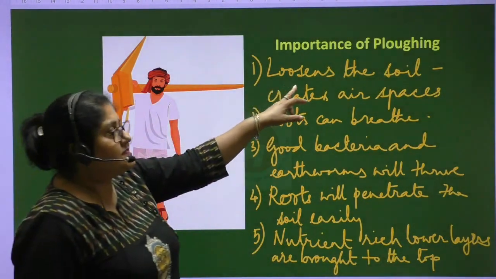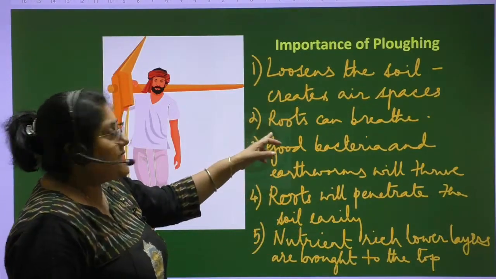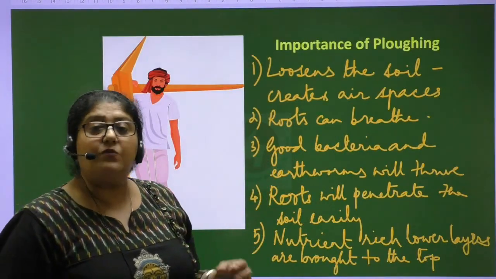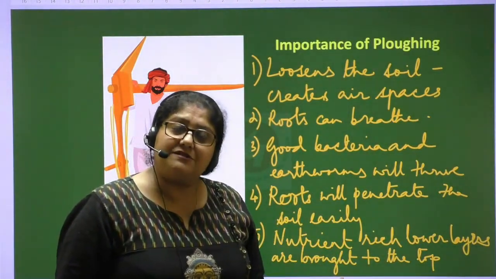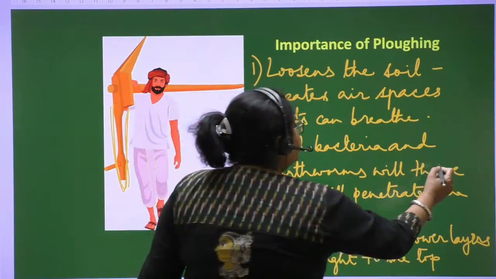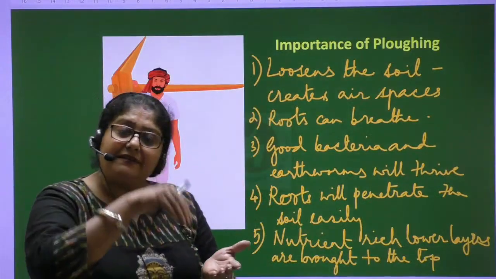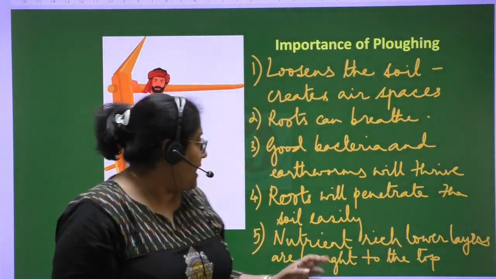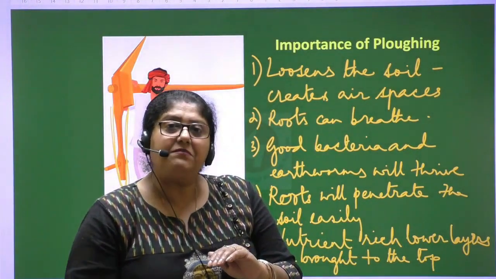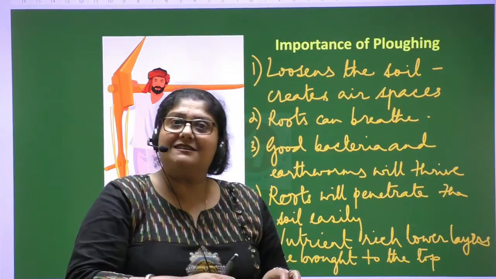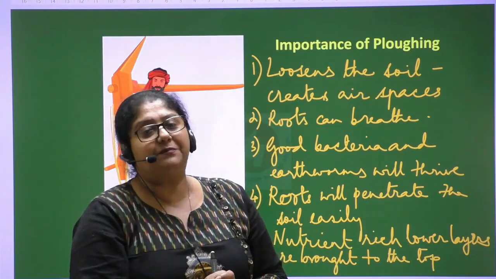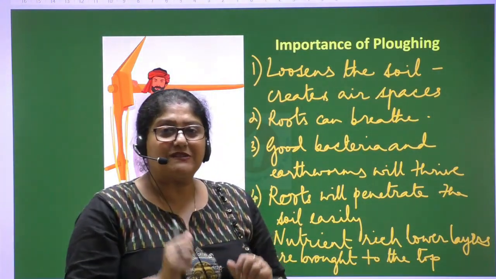One is that it loosens the soil and that creates air spaces. Next, because of the air spaces, roots can breathe. Next, good bacteria which help the farmers, which supply nutrients to the soil, those bacteria and the earthworms will be able to thrive. Then roots will be able to penetrate the soil easily because the soil is loose now. And finally, the nutrient rich layer which is at the bottom will be able to come on the top, and this year's seeds, this year's crop will be able to make use of those nutrients by the process of ploughing. Okay, so this was about ploughing.